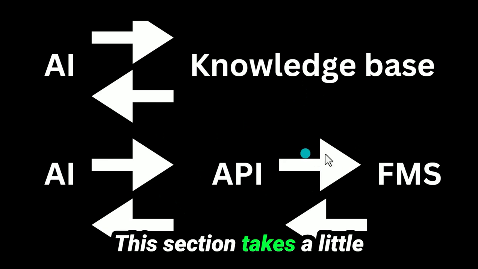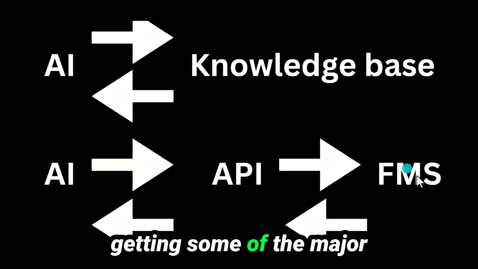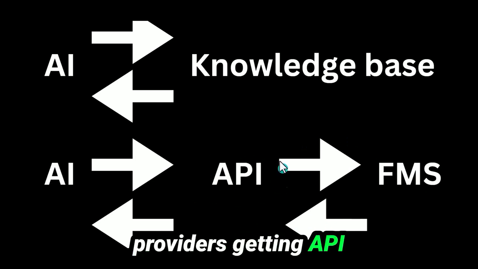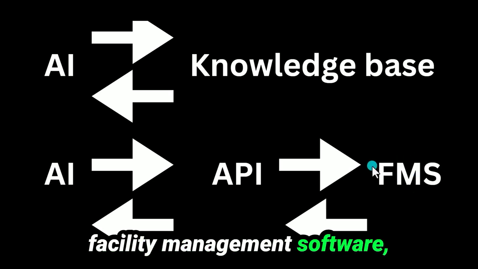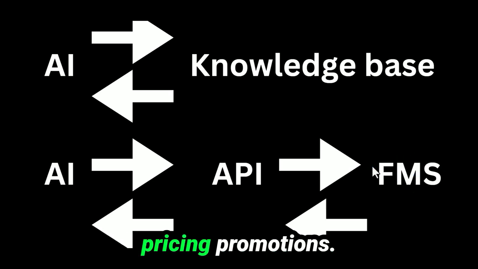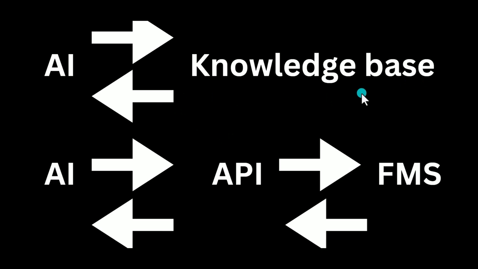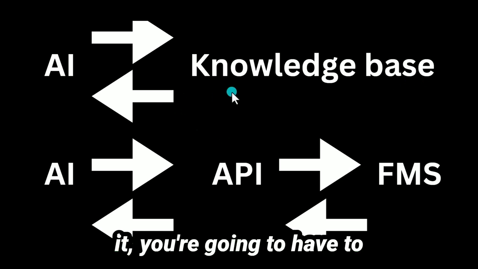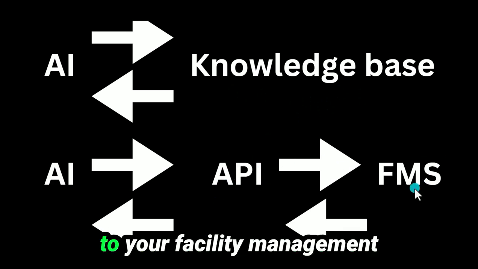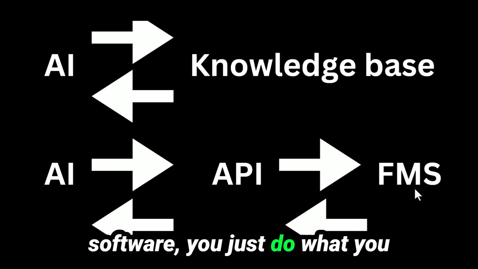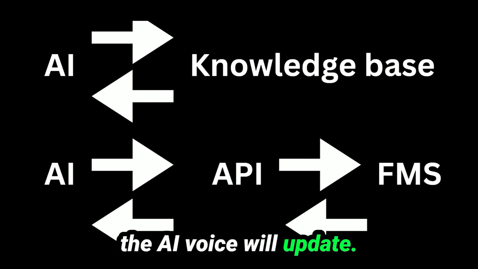This section takes a little bit of coding, and that's what we've been working on for the last year, getting some of the major providers, getting API access so that we can take the information out of your facility management software, such as unit availability, pricing, promotions. You could put that in the knowledge base, but every time you change it, you're going to have to change your knowledge base. Whereas if we link it via API to your facility management software, you just do what you normally do in your facility management software. The AI voice will update.